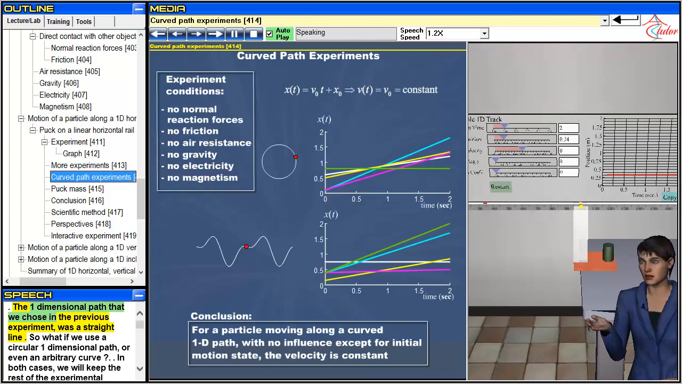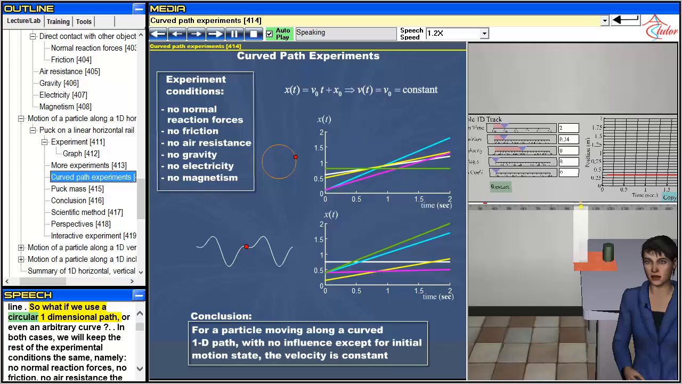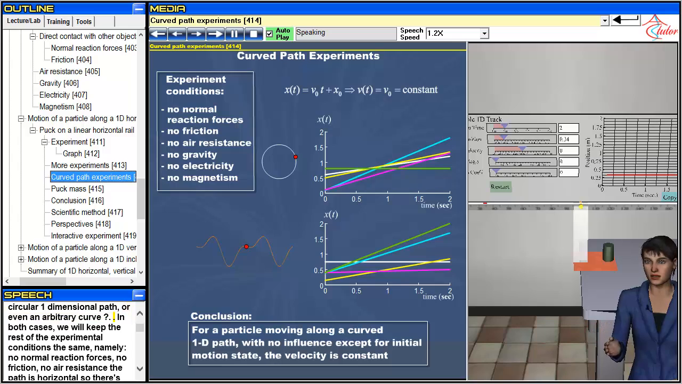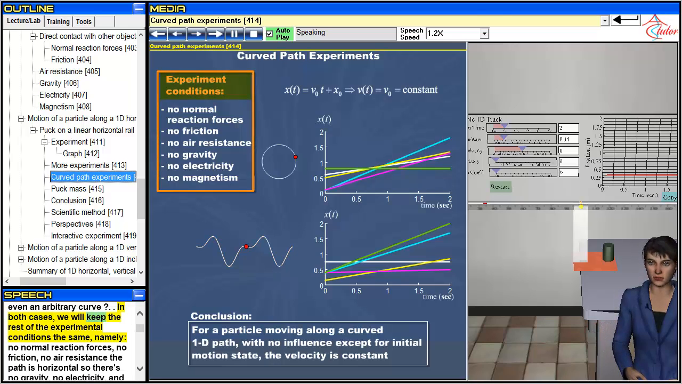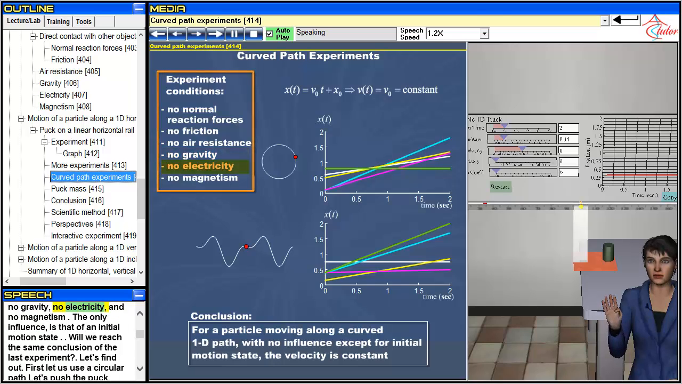The one-dimensional path that we chose in the previous experiment was a straight line. So what if we use a circular one-dimensional path? Or even an arbitrary curve? In both cases, we will keep the rest of the experimental conditions the same, namely, no normal reaction forces, no friction, no air resistance. The path is horizontal, so there's no gravity, no electricity, and no magnetism. The only influence is that of an initial motion state. Will we reach the same conclusion of the last experiment?